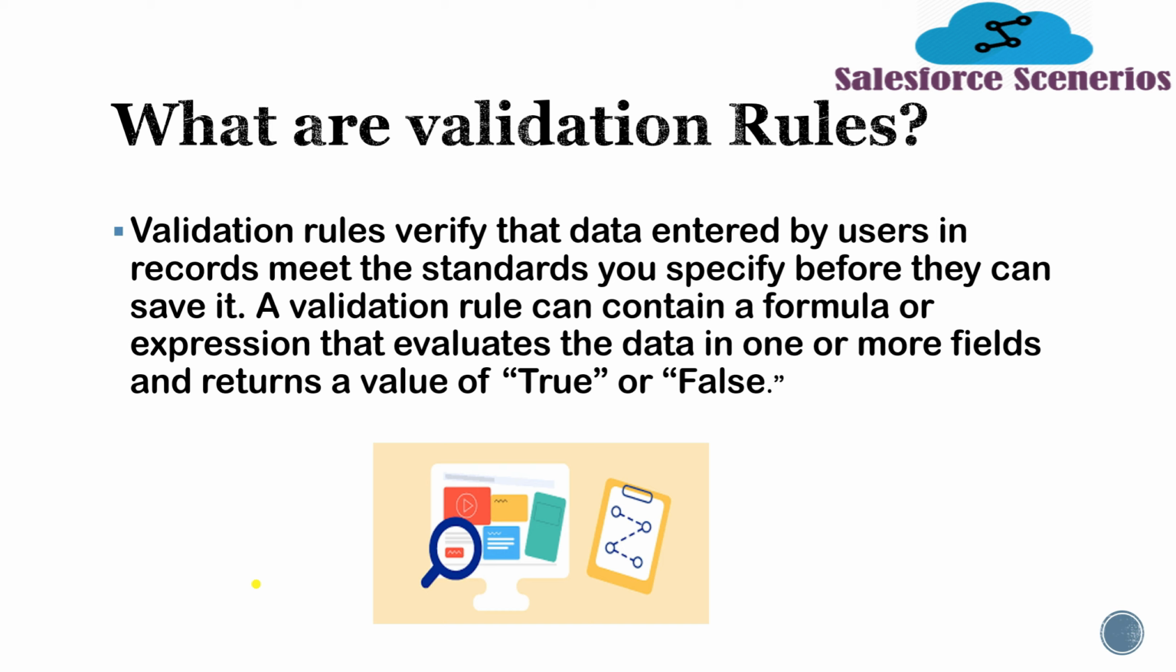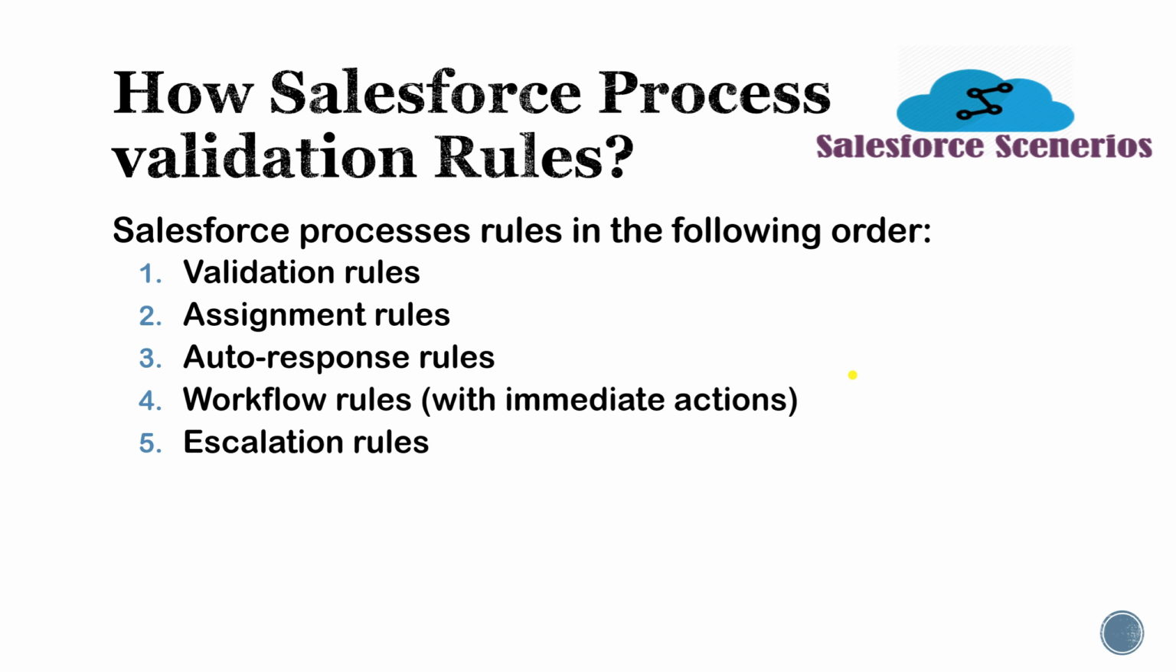So how does Salesforce process validation rules in an organization? Salesforce processes validation rules in the following order. First the validation rule, then the assignment rule, then the auto response rule will be fired, the workflow rule will be fired with immediate actions, and the escalation rule will be fired.